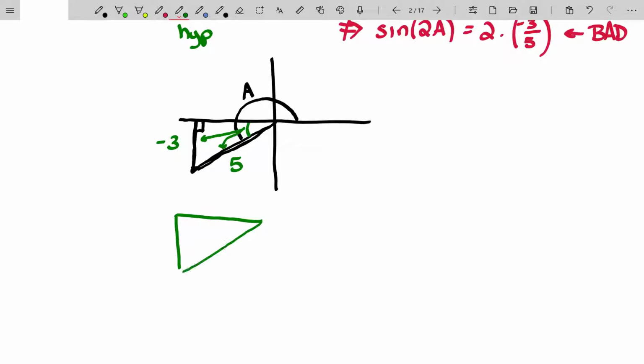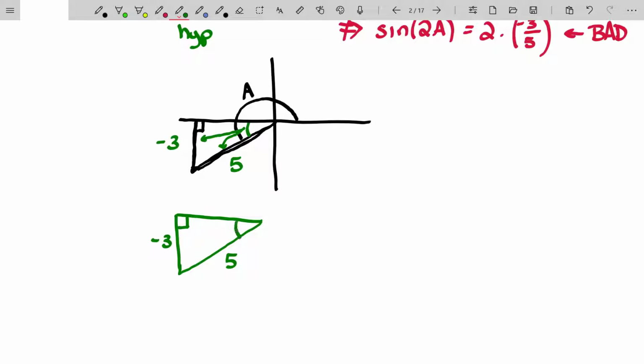Now, for all the mathematicians in the crowd, you might want to yell at me right now and say, you cannot have a side length that is negative. I totally agree with you. But remember, this triangle is supposed to be in quadrant 3, and that's why that side length is negative.